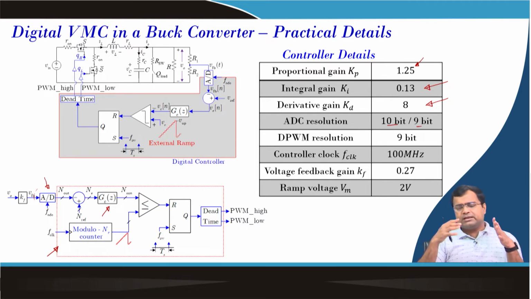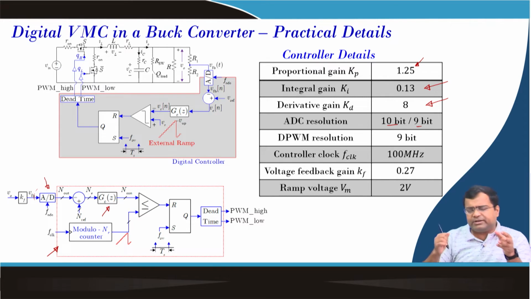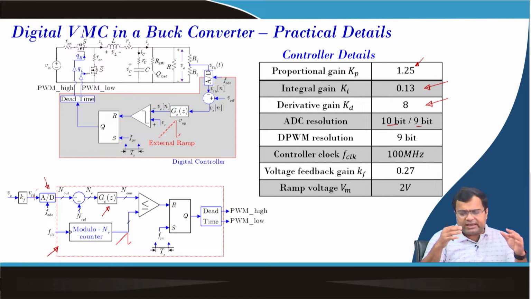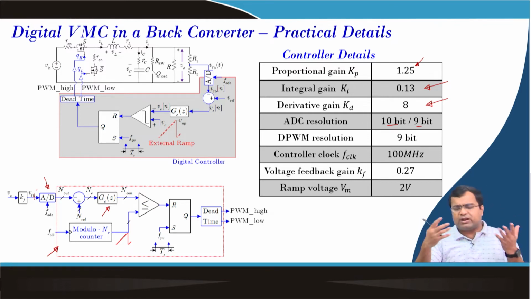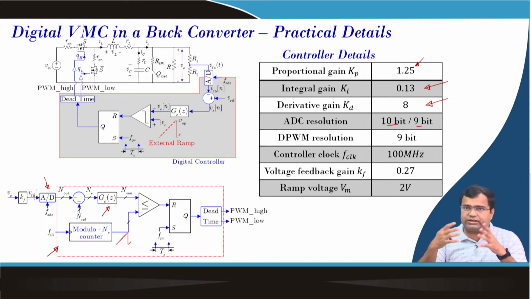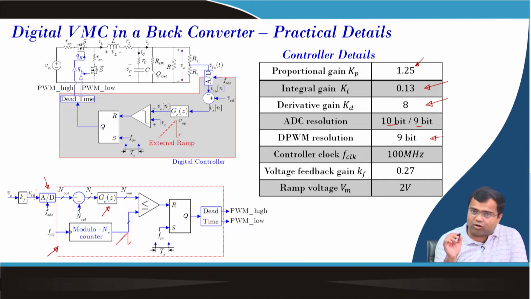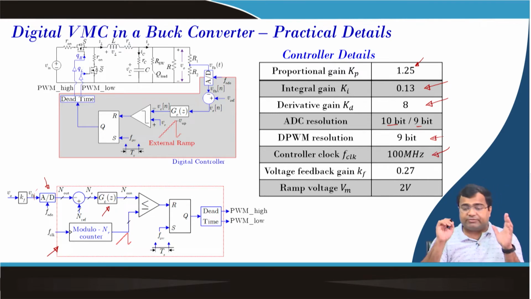Typically ADC resolution should be smaller than DPWM resolution, but with a 9 bit ADC we are not getting a significant limit cycle effect, though there is slight instability. One can choose 8 bit, the only thing is you will lose resolution. One way to increase the DPWM resolution is by increasing the clock, but we have a limitation of the controller clock, which is only 100 megahertz.